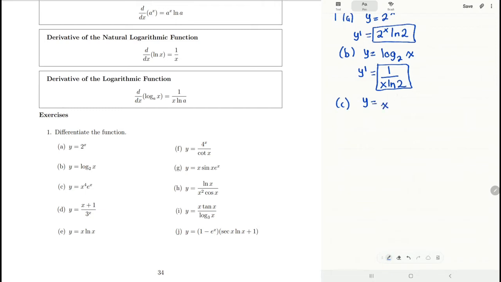In the third example, we have x to the power of 4 times e to the x. And so here we have a product of two functions, and so we will look at using the product rule. So we will call x to the power 4 as f, and e to the x as our g. And so using the product rule, we have 4x cubed times e to the x plus x to the power 4 times the derivative of e to the x, which is e to the x.